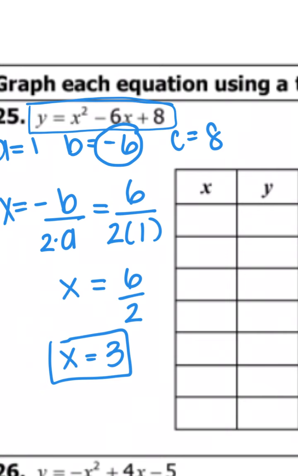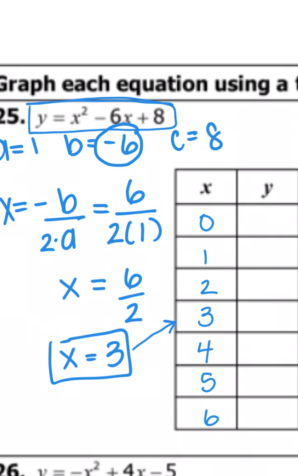I'm going to put, this one looks a little different than what we did. There's just more. I'm going to put my 3 here because remember, we always want that axis of symmetry somewhere in the middle. So for this, we're going to pick the 3 numbers below it, which would be 0, 1, and 2, and 3, and the 3 numbers above it, so 4, 5, and 6.